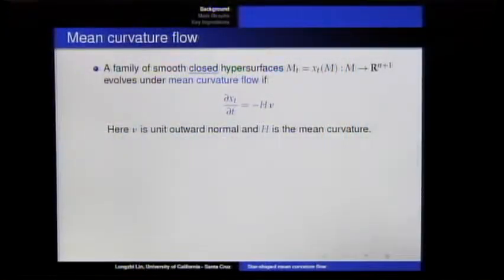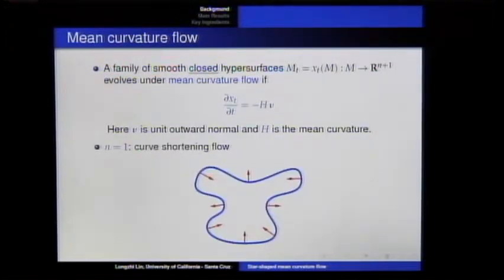So a family of smooth, let me assume smooth closed hypersurfaces, M_t. Closed means compact without boundary. The family of smooth closed hypersurfaces moves by mean curvature flow if at every point of the hypersurface, the hypersurface is moving in the direction of the mean curvature vector. So in this case, it will be minus mean curvature times the normal direction.